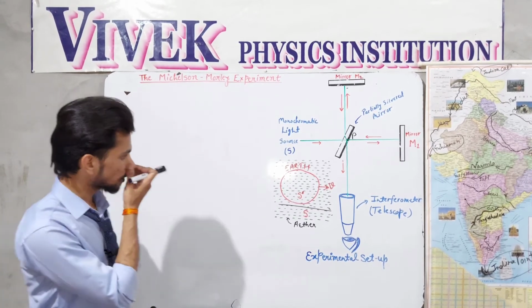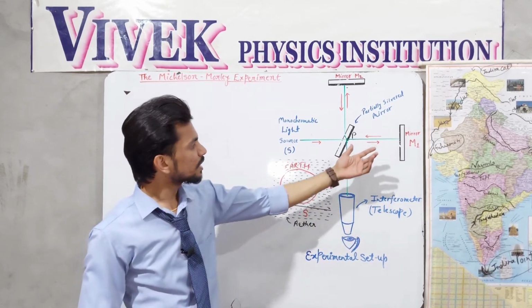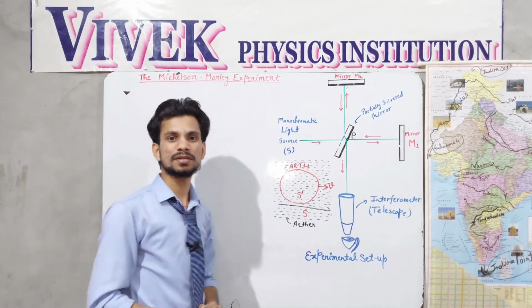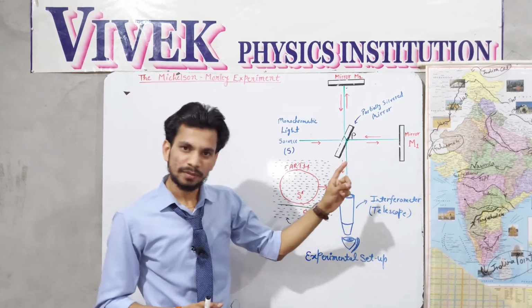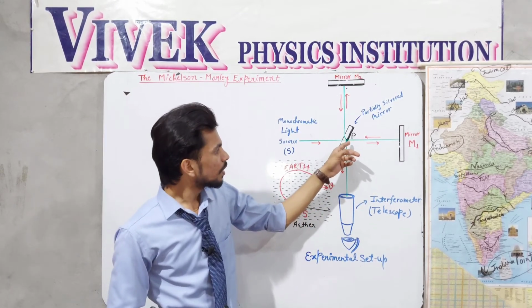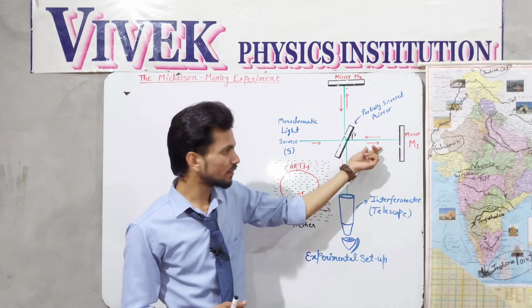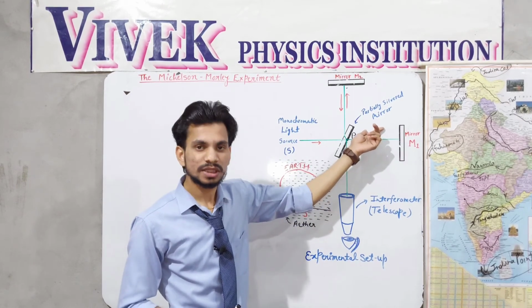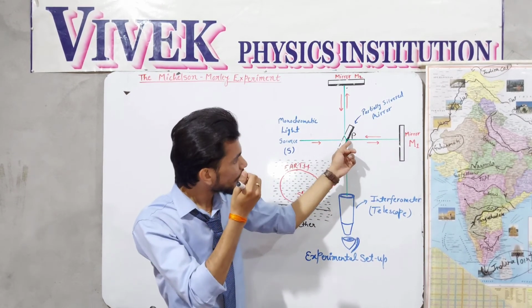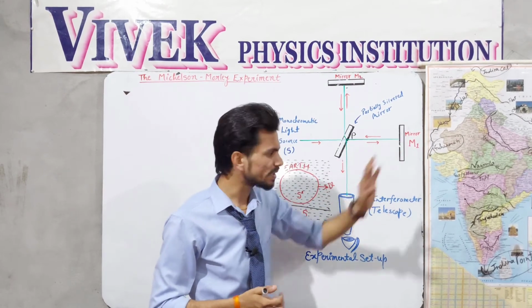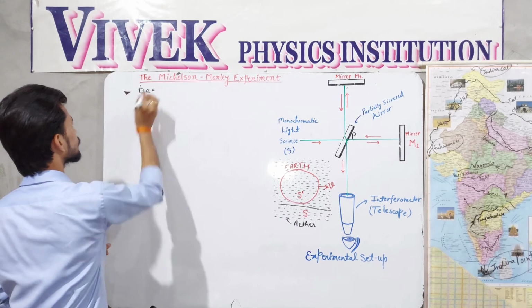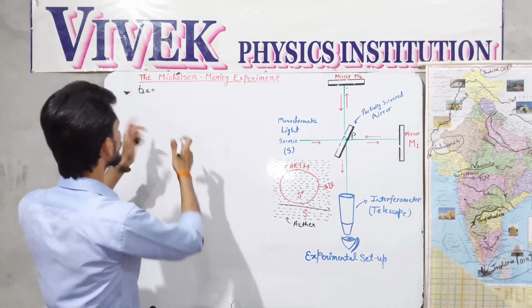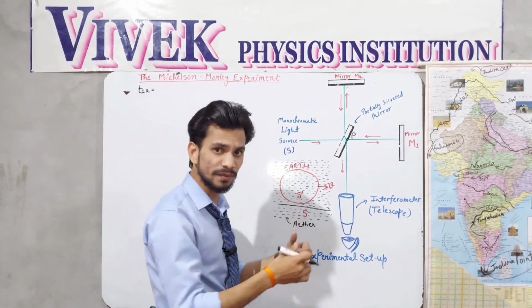So I'm going to start the mathematical interpretation of this experimental setup. First of all, I will calculate the total time taken by the ray in this path and after its reflection in this path. So the time taken by the ray going towards M1, let's say this is T1A. Time T1A will be equal to the distance divided by the velocity.